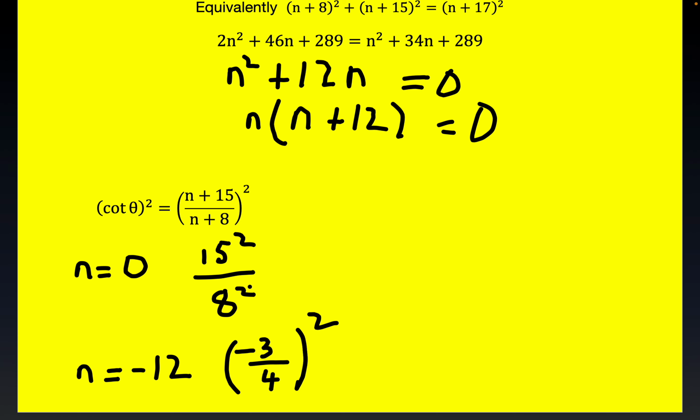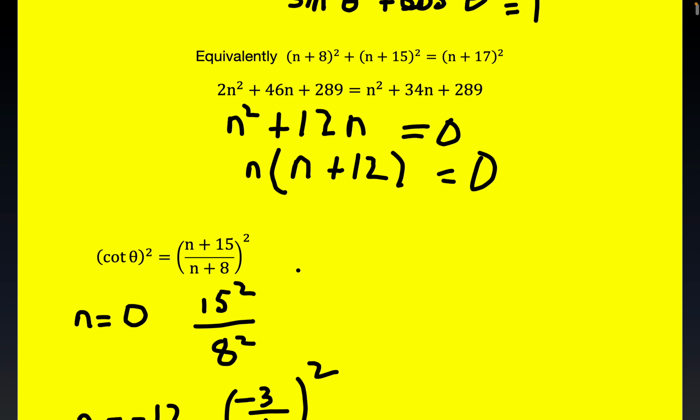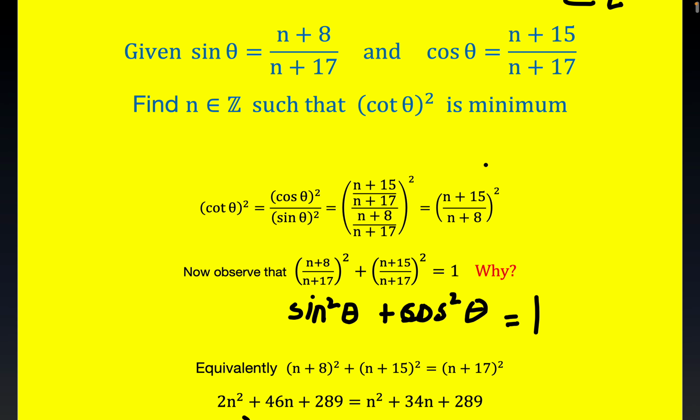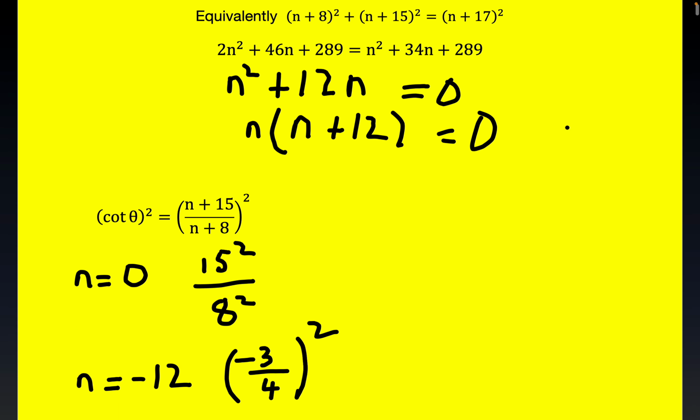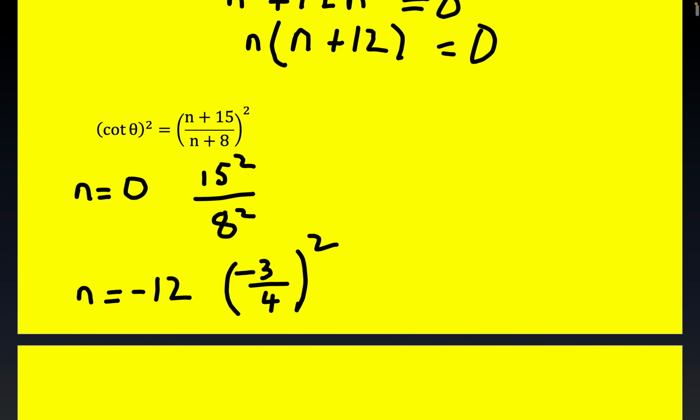And so certainly, what are we looking for? Are we looking for the minimum? Yeah, we're trying to find the minimum here. So the minimum would occur for n equals negative 12, and that minimum value would be equal to, what is that, 9 over 16? Yeah, 9 over 16. Okay. So that's the answer to the problem, folks.